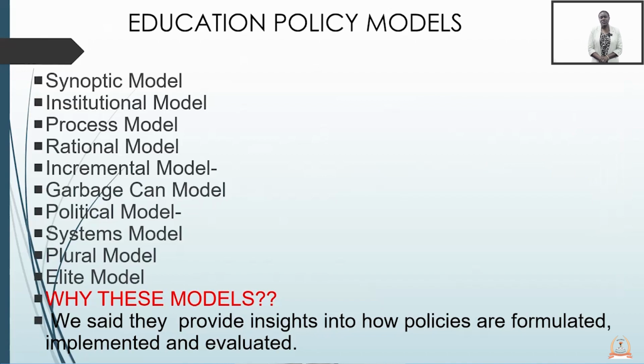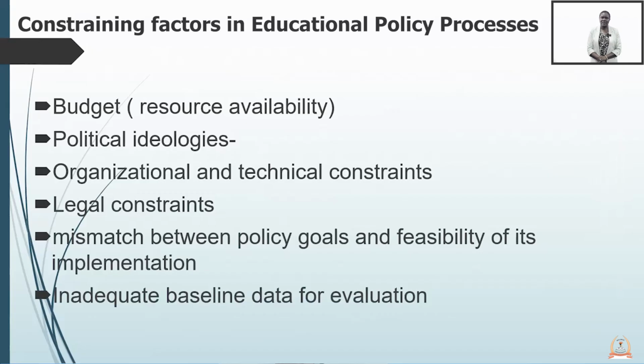Then, as a policy analyst, policy reviewer, policy maker or practitioner, it is important that we think about constraining factors in education policy processes. This includes resource availability. You mentioned more than this; this is just a way to summarize these factors. We have resource availability, political ideologies, organizational and technical constraints, and legal constraints.